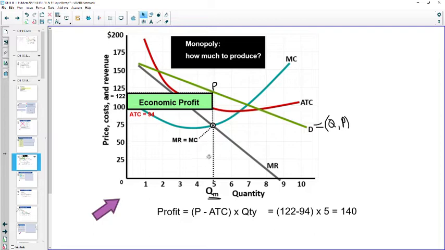Now, monopolists don't have to make money. What if the average total cost curve was way up here? Then the average total cost per unit would be above the price. And there are many examples where monopolists sell below cost to try and get rid of competition.